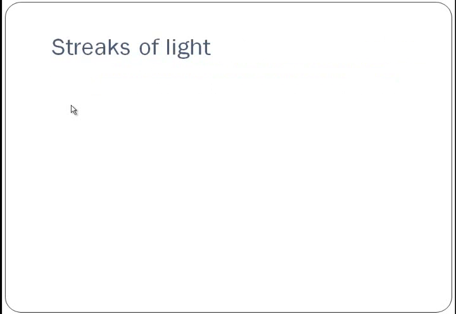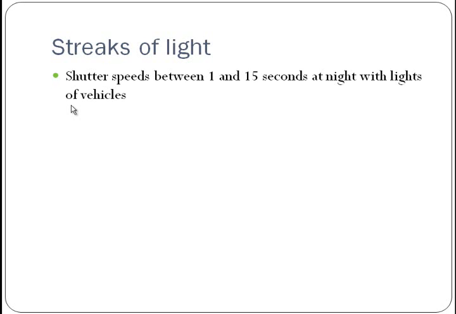Streaks of light. Oh, we're going to do this for a lesson probably. Shutter speeds between 1 and 15 seconds at night with lights of vehicles. Of course, you could try 20, 30, 40. You can try any shutter speeds, but we're talking the slow shutter speeds at night. You go out to a bridge or a highway where you have lots of cars going.